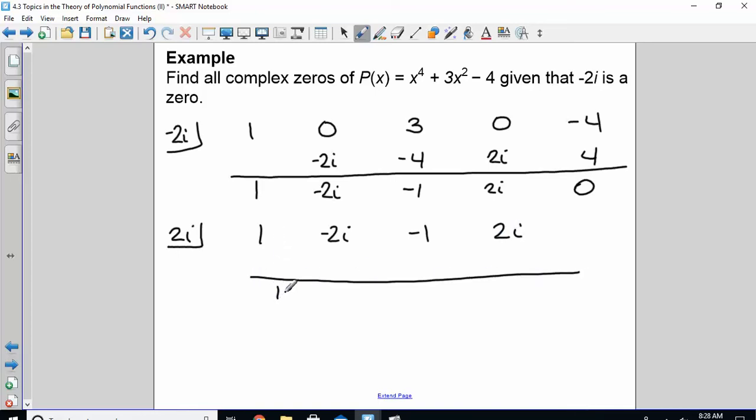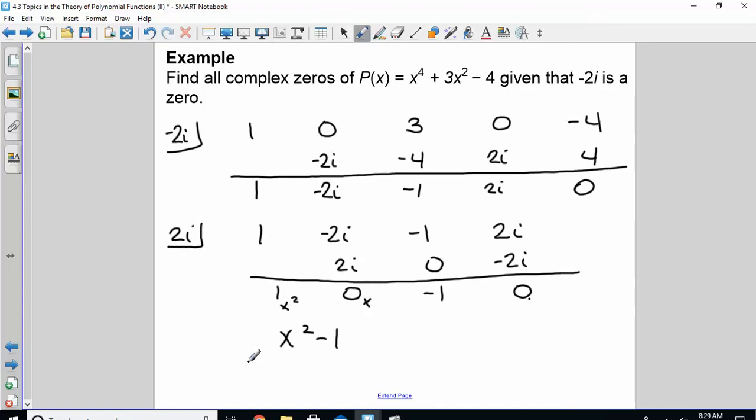So 1 comes down. 1 times 2i is 2i. Add those and we get 0. 0 times 2i is 0. Add and we get -1. -1 times 2i is -2i. Add and we get 0. So there's your remainder, your constant, your x, and your x squared. So we end up with x squared minus 1.